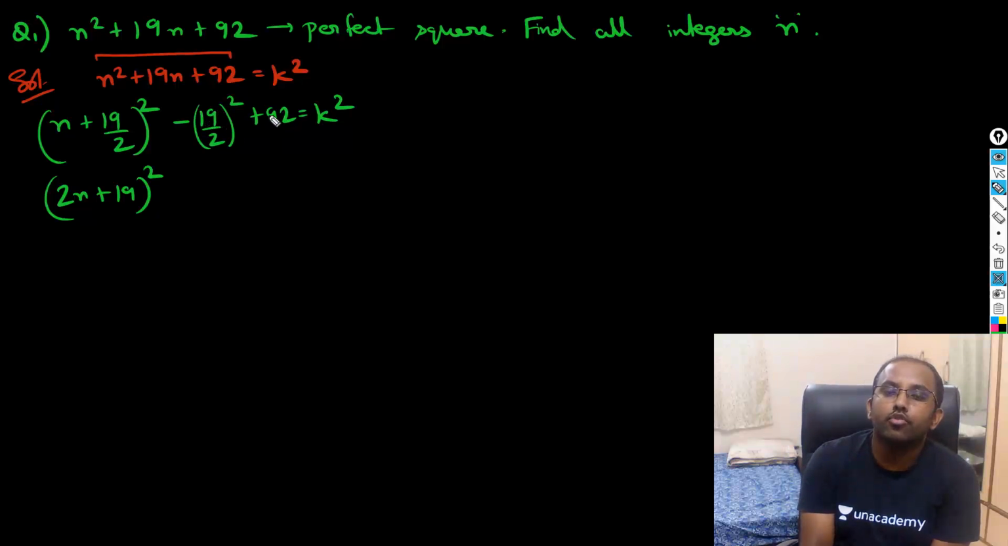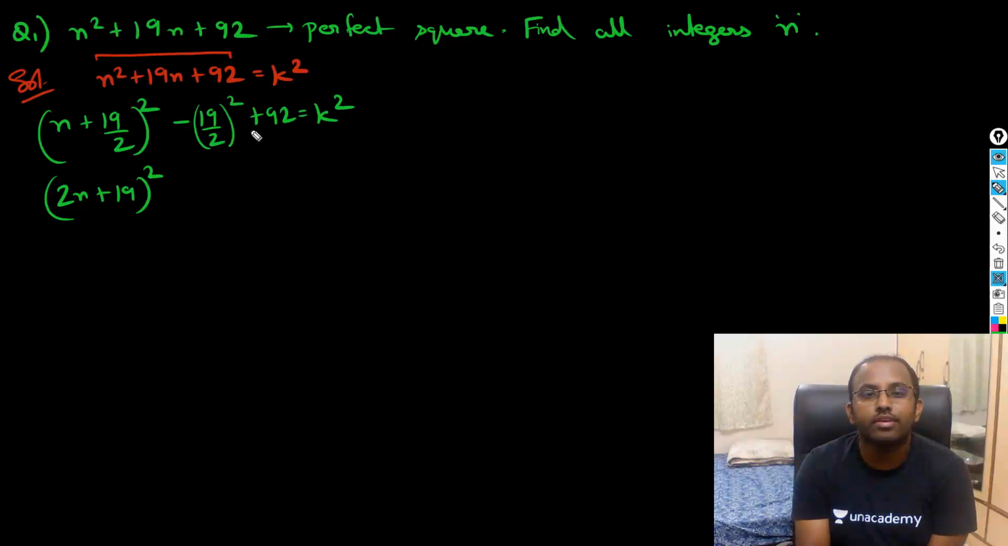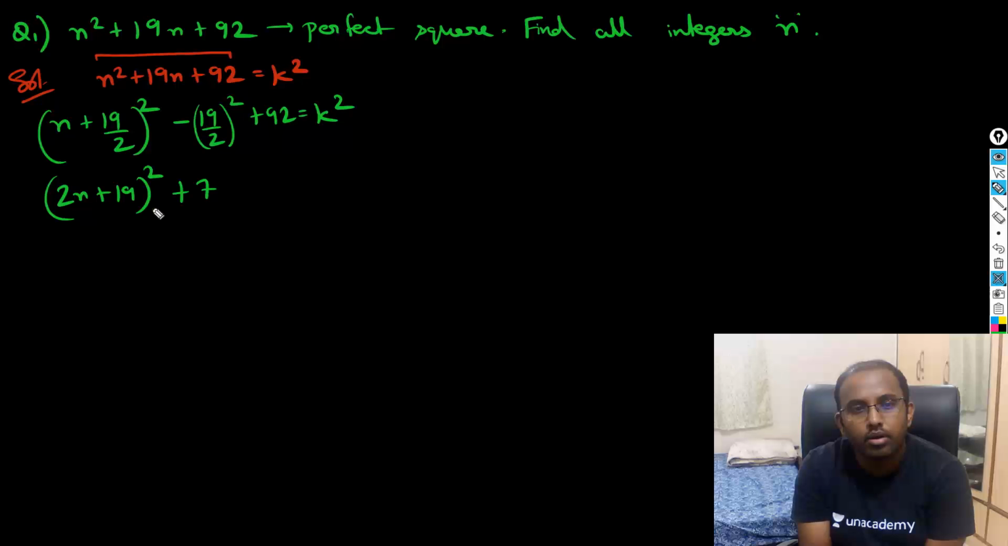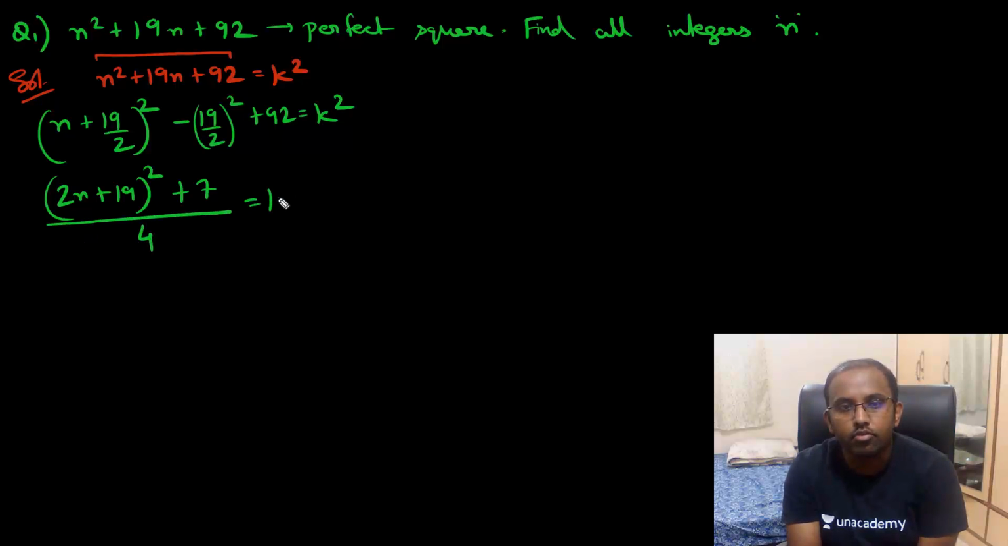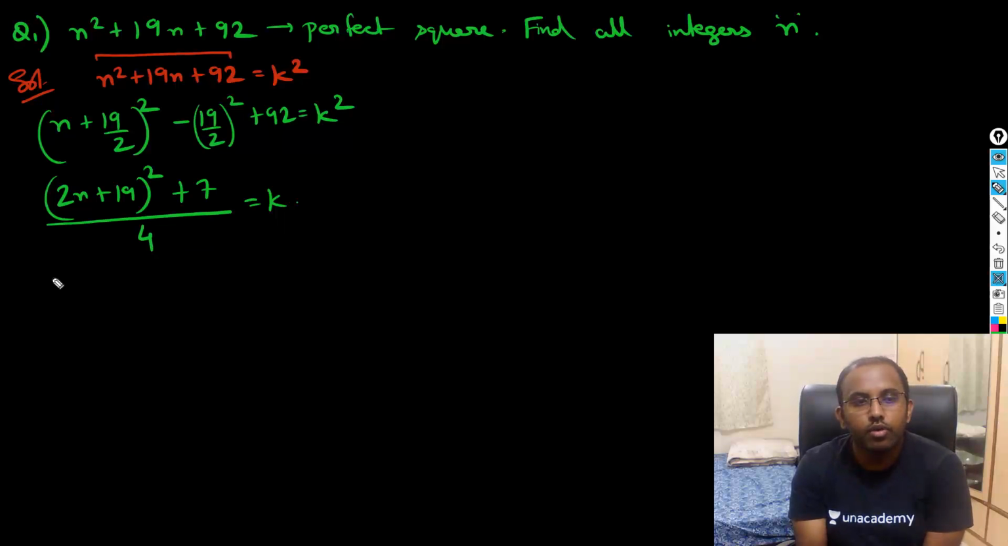So 92 into 4 is equal to 368, and 368 minus 361 is 7, so I can write this as 7 upon 4 here. And this is equal to some k square. Now what do I get, guys? I get 2n plus 19 whole square plus 7 is equal to 4k square.